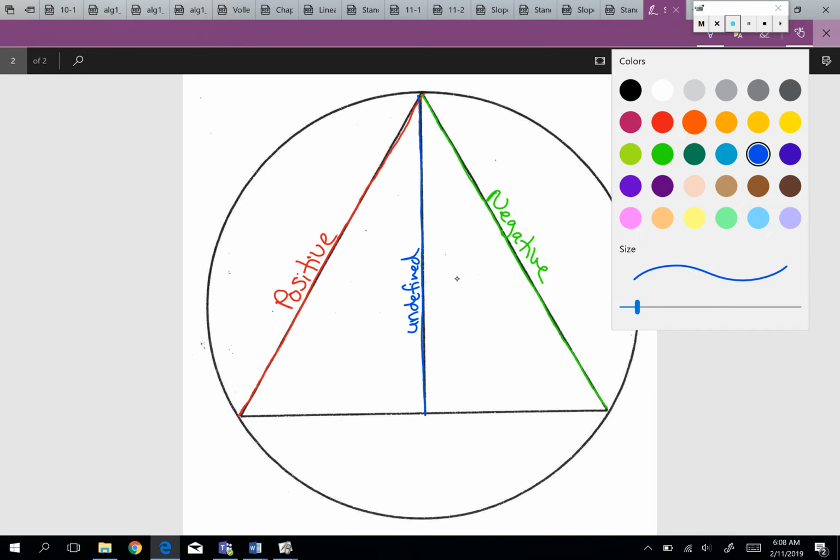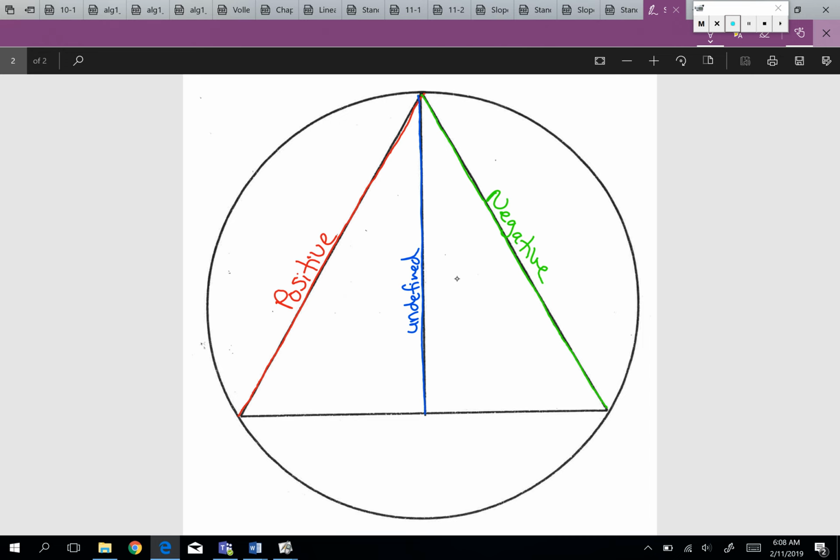The last type of line we have is down at the bottom, coloring it in purple, is just a perfectly horizontal line. A perfectly horizontal line has 0 slope. Not no slope or undefined, but a 0 slope. So these are the 4 different types of slopes we're going to see.